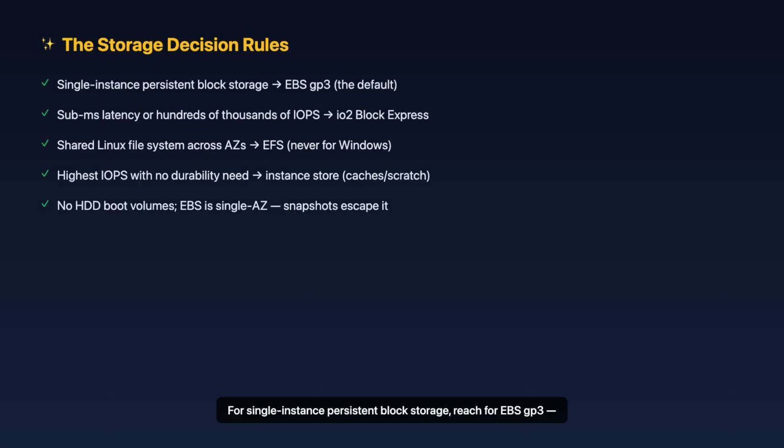Let's tie it all together with the decision rules. For single instance persistent block storage, reach for EBS GP3. That's your default. For sub-millisecond latency, or hundreds of thousands of IOPS, IO2 Block Express. For a shared Linux file system across availability zones, EFS, and never for Windows. For the highest IOPS with no durability requirement, Instance Store, strictly for caches and scratch. And 2 rules that eliminate wrong answers fast. No HDD volume can ever boot, and EBS lives in one zone, so only snapshots escape it.